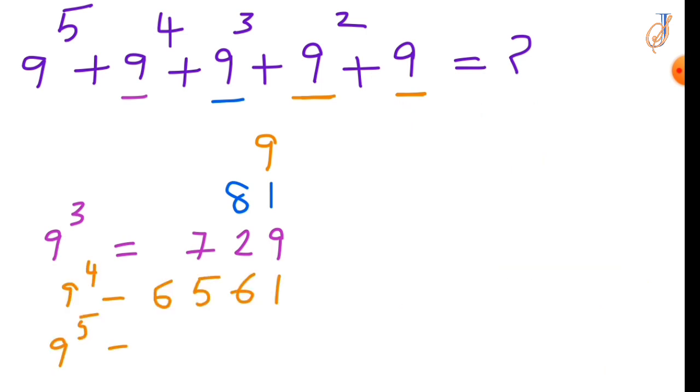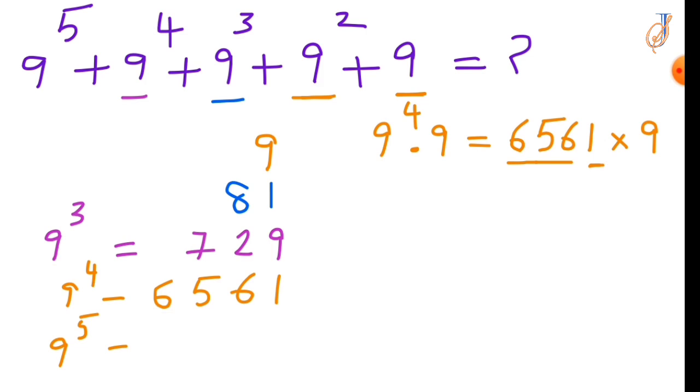9 power 4, the value is 6561. Similarly, 9 power 5 also we can write it as 9 power 4 times 9. 9 power 4, the value is 6561. Then you have to multiply by 9. Here we have 4 digits. How can you multiply this? Here also you have to split into 3 digits in one place, 1 digit in one place. So we are splitting into 2 digits.